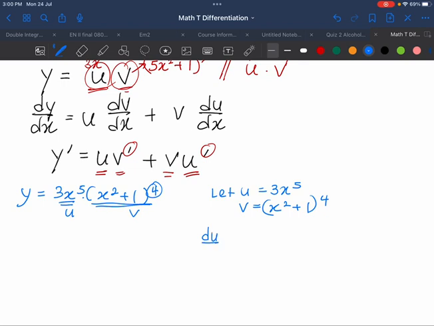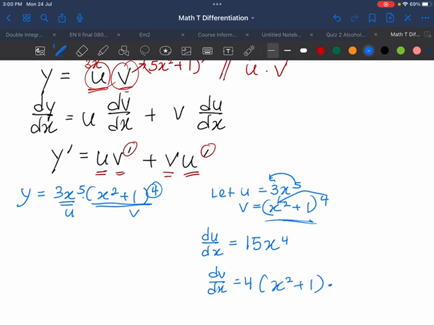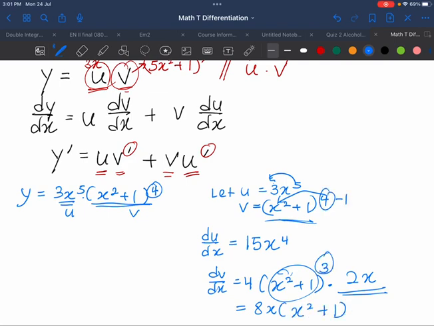So we know that du/dx will be 5 times 3, which is 15x to the power 4. For dv/dx, we must apply the chain rule, right? The 4 we bring in front will be 4. So this one, we copy back. Don't forget to multiply by the differentiation inside the brackets. When we differentiate x squared plus 1, we will get 2x, and so we will get 8x. Oh, I'm sorry, it's 4 minus 1, so we get power 3.